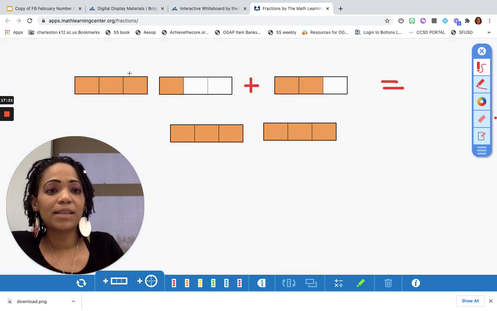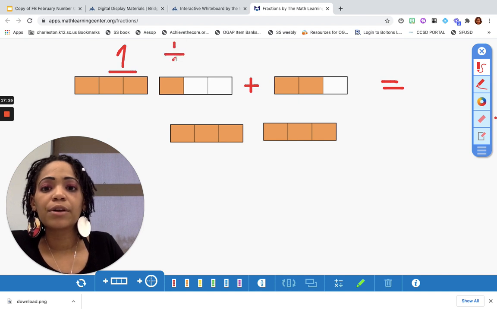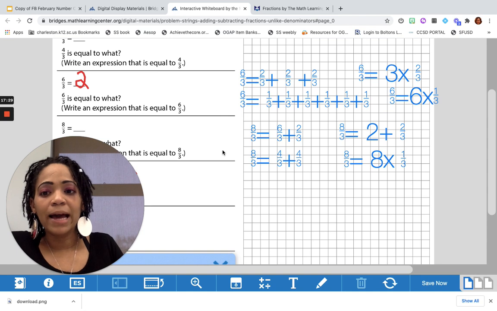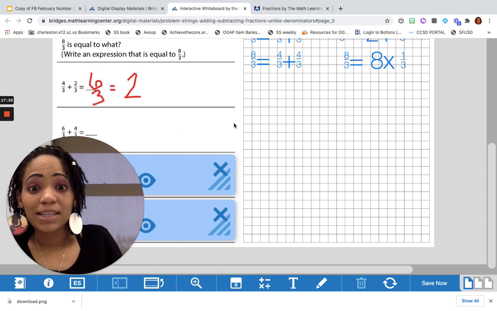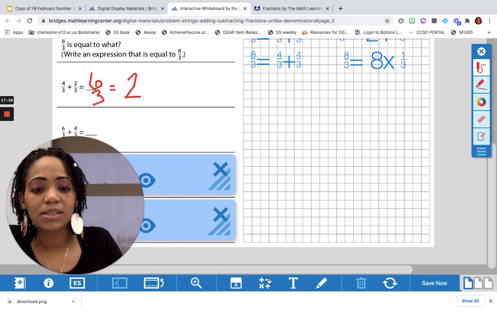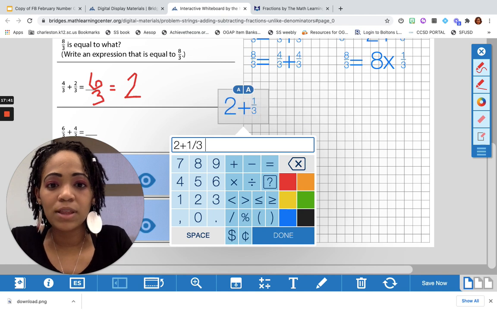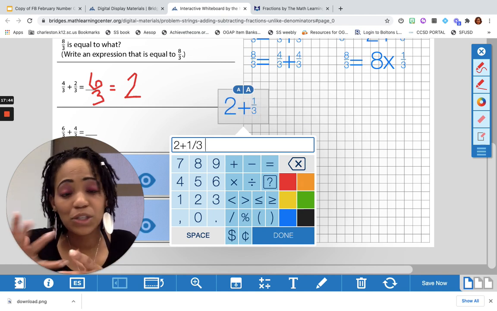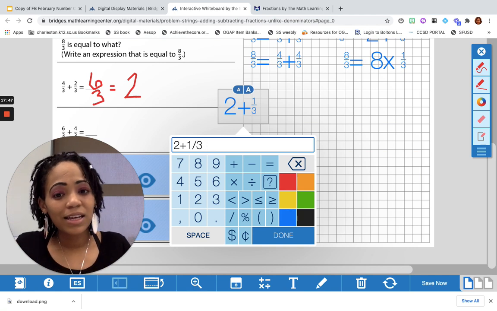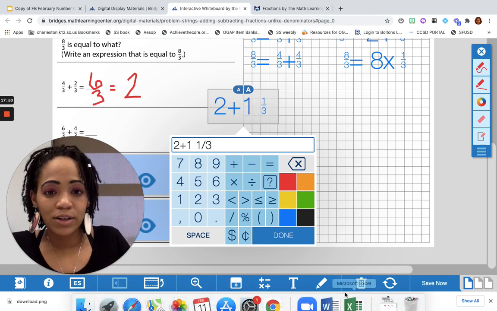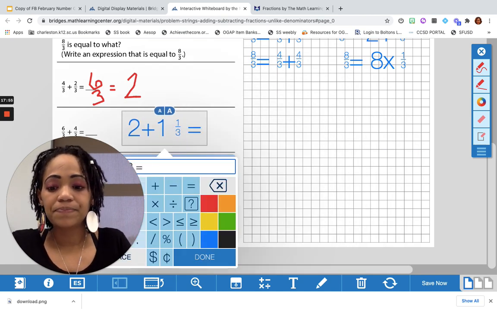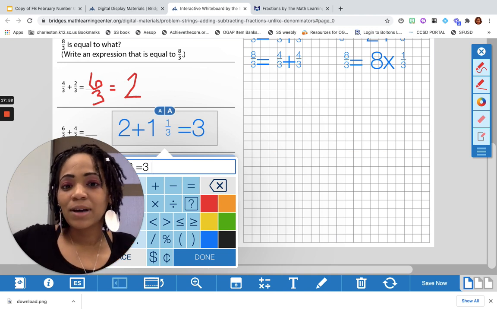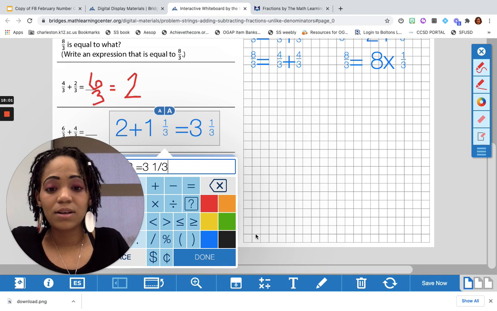4/3 is the same as saying I have 1 whole and then I have another third. So can we use that to help us solve 6/3 plus 4/3? Yes, it is going to be the same thing as 2 plus 1 and 1/3, because we know 6/3 is 2 wholes. 4/3 is not 1/3, but it's 1 and 1/3. And so I can add my whole numbers together, which gives me 3 wholes, and then I still have a fractional piece. Look, now I have 3 and 1/3.